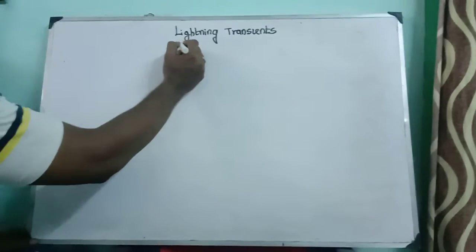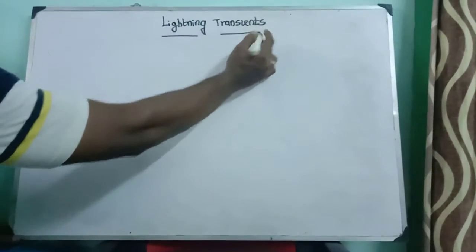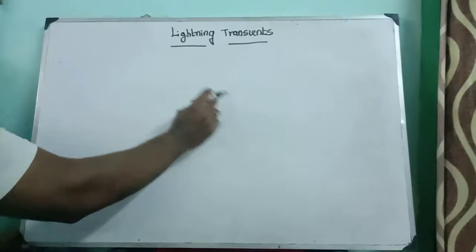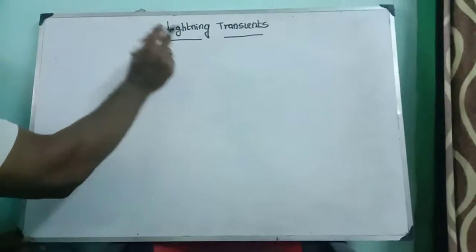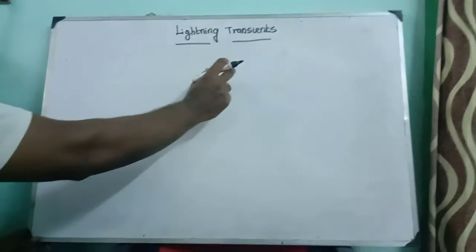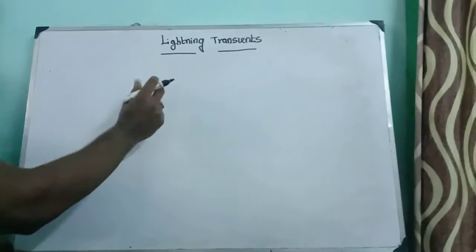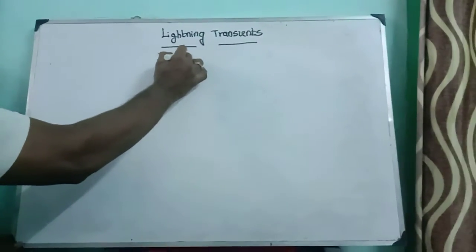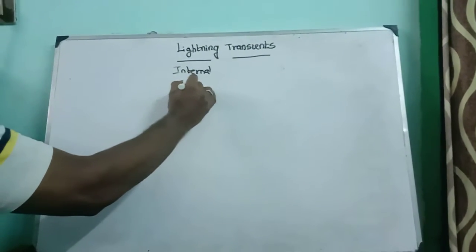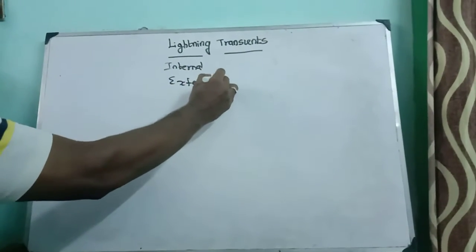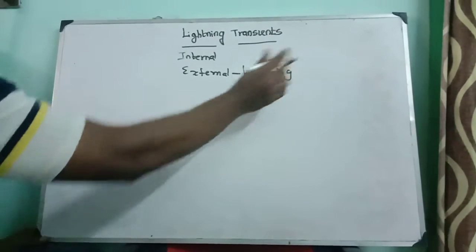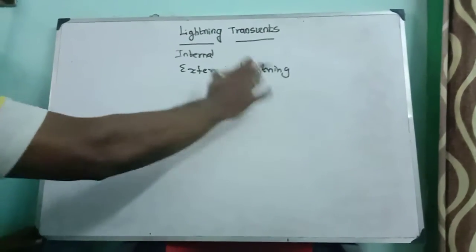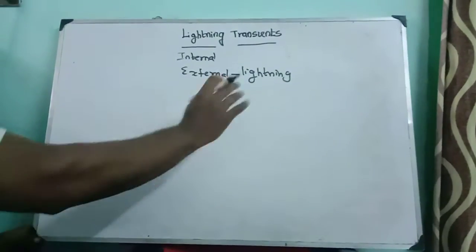Engineering channel. Today we are going to discuss the second chapter in power system transients, the lightning transients. As you know, in the previous lecture I taught you what transients are and what their causes are. There are two causes of transients: one is internal causes and the other is external causes. The external causes mainly occur due to lightning. So today we are going to teach you how the lightning phenomenon takes place in the power system.